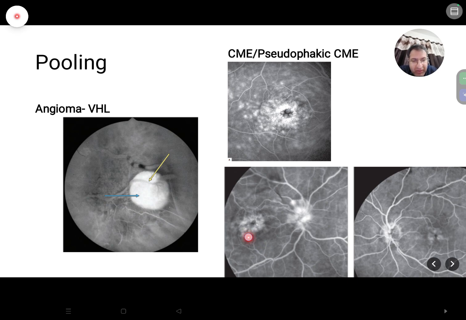This is also an example of CME having a petaloid pattern, same as this. Along with that, there is a disc edema. That is, the disc is also leaking, and this is an example of late phase of the angiography, as the choroidal fresh arteries and veins are already stained. This is another example of CME in which there is a mild CME along with the staining of the disc scleral rim. There is no papilloedema in this case, only CME, but here there is a disc edema also associated with CME.